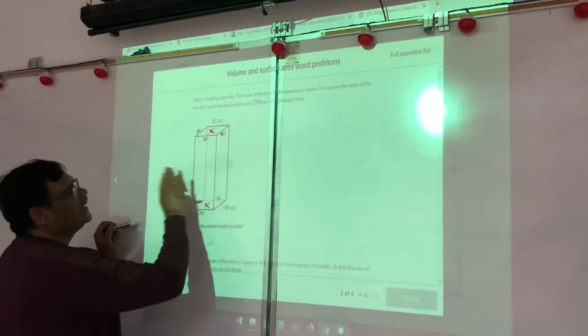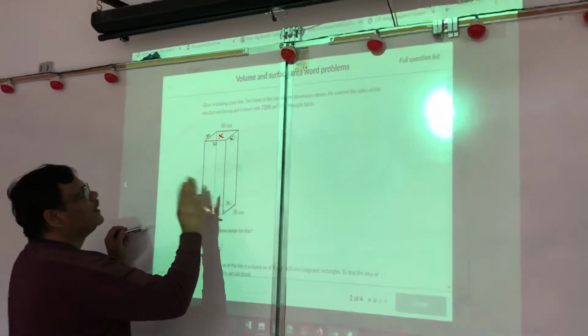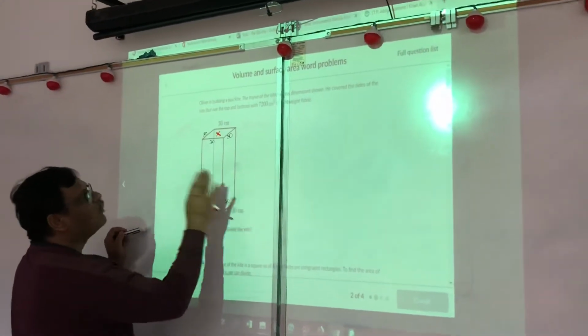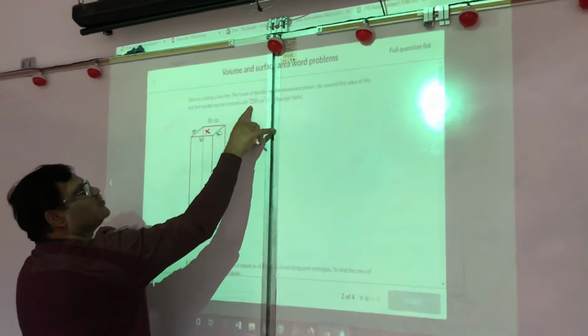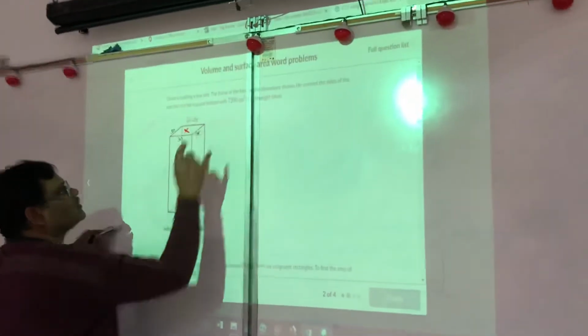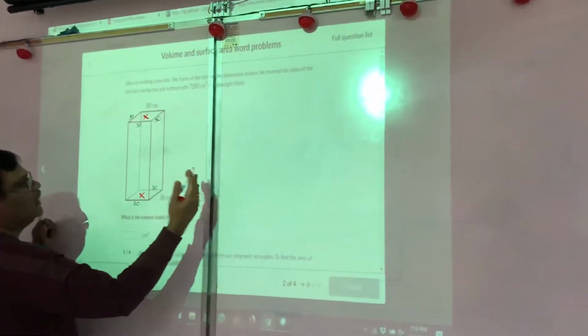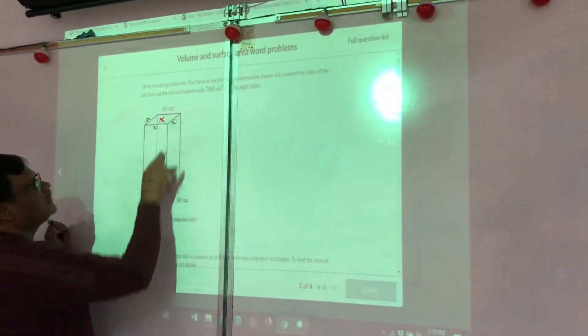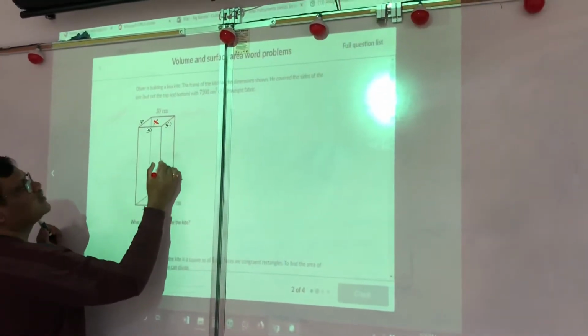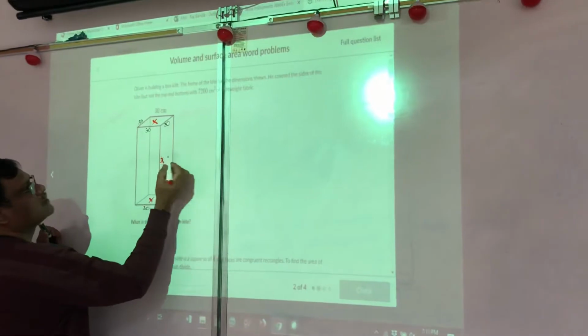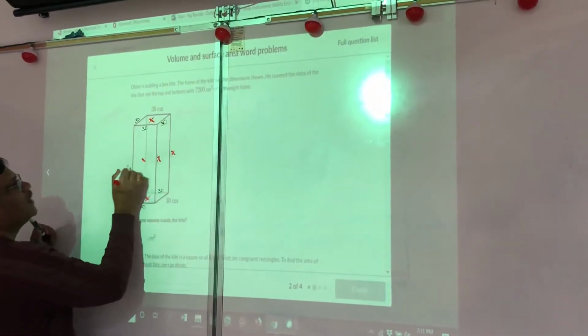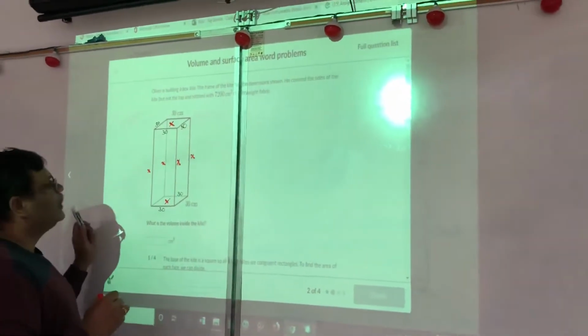That means four rectangles he's trying to cover. Cover means we need the area of the four rectangles, which should be equal to 7200, right? Before going there, I don't know the height of this, so let me assume this height to be, say, x. So this would be x, this would be x, this would be x, right?